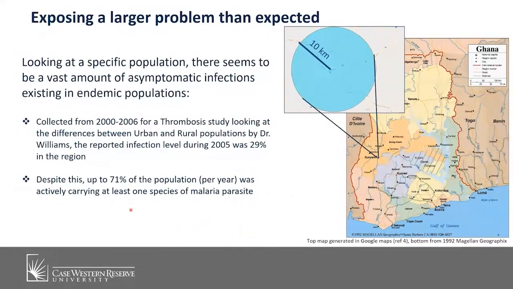So this means that even if some of them may have been reported in this 29% of infection, there's a big portion, even if we take that 29% out, of these people just existing without being detected and reported with the malaria parasite. So this is going to be a really important implication of finding how many people in these 6,000 are actually infected with the parasite with no symptoms.